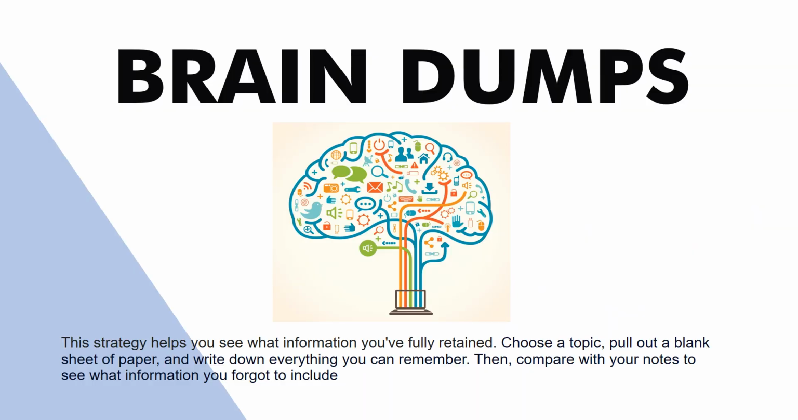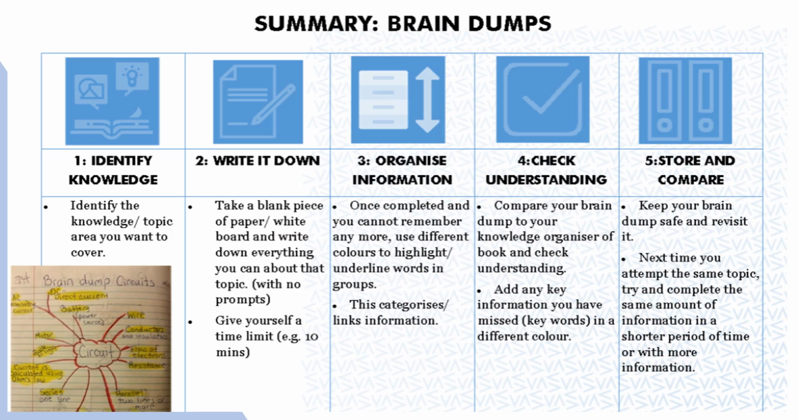So today's session is on brain dumps. This strategy helps you to see what information you've already retained. Choose a topic, pull out a blank sheet of paper, write down everything you can remember, then compare your notes to what's important, what information you remembered, and what you've forgotten to include. Pretty much that's the whistle-stop tour.